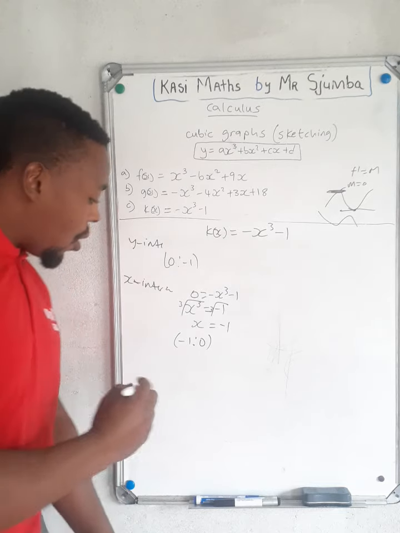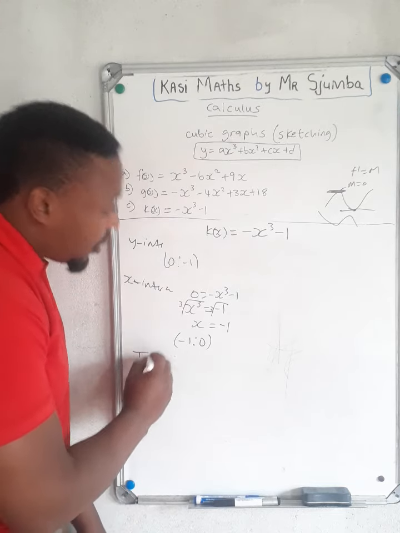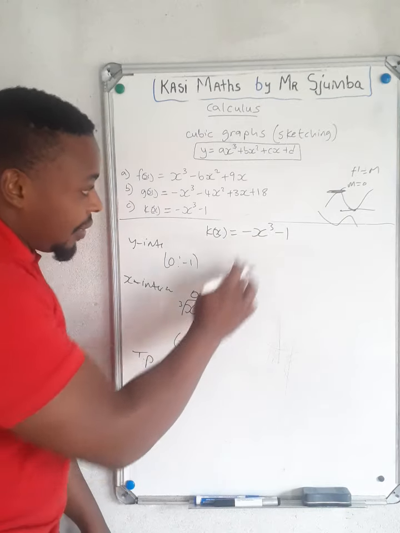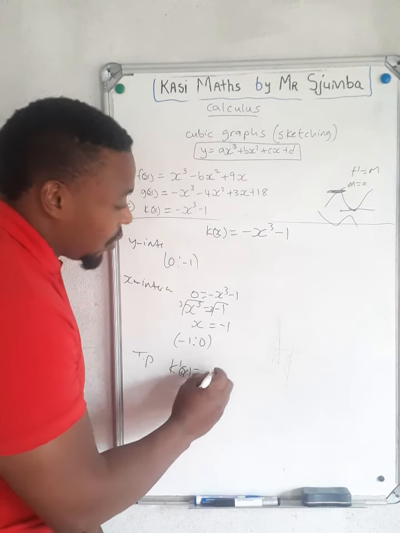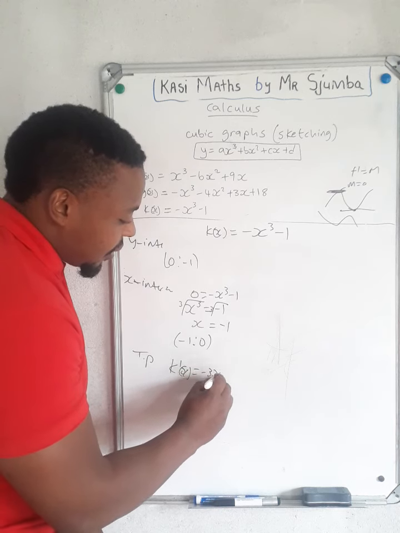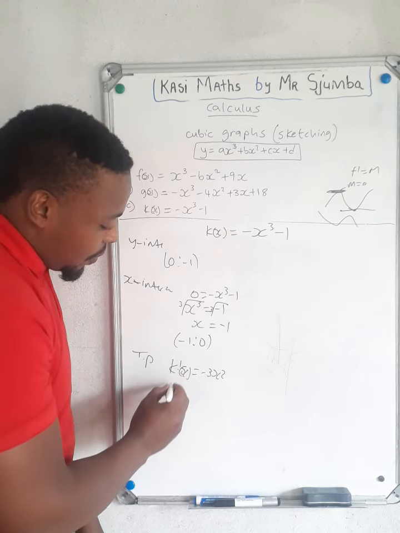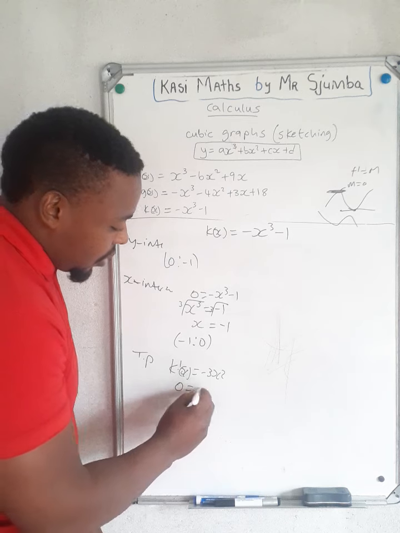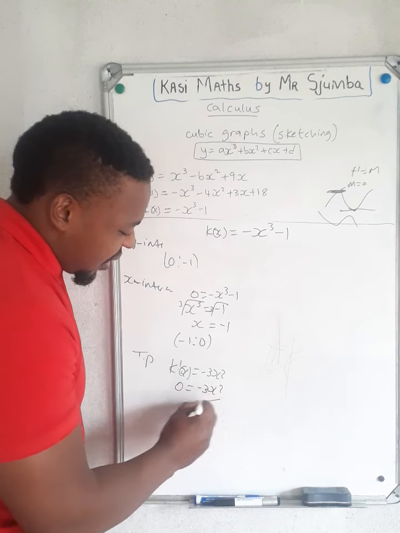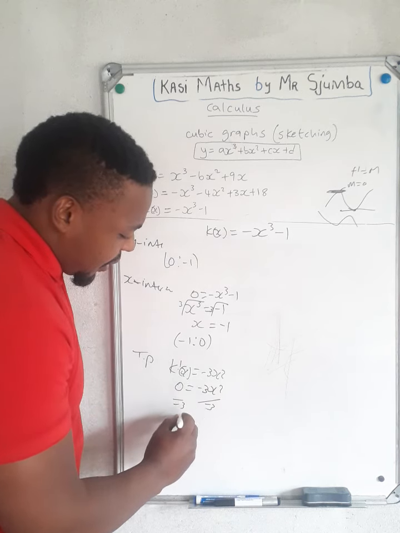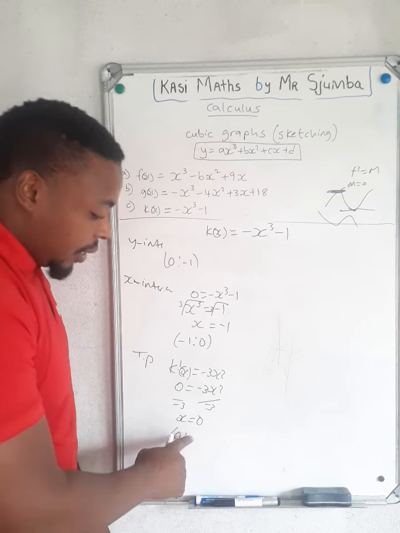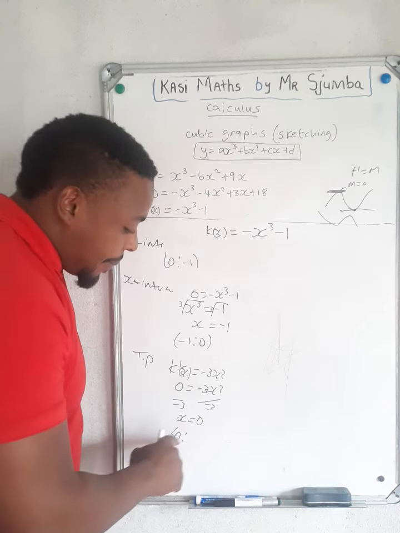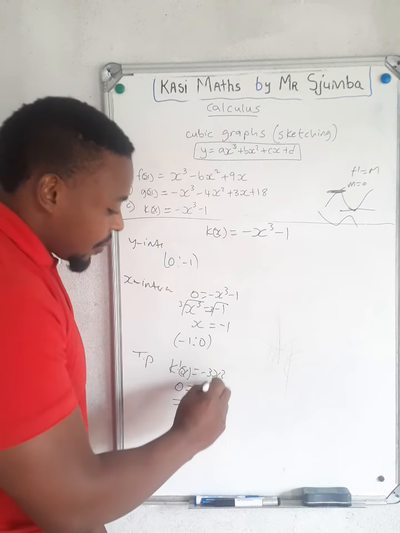For the turning point, we must derive. Our k prime of x is equal to minus 3x squared, and then we make the derivative equal to 0. Minus 3x squared, divide by negative, x is equal to 0. So the turning point will be 0 comma something. We take 0, and we take the root again here.